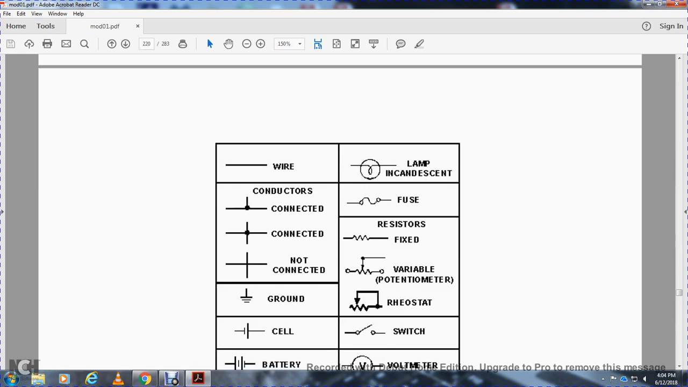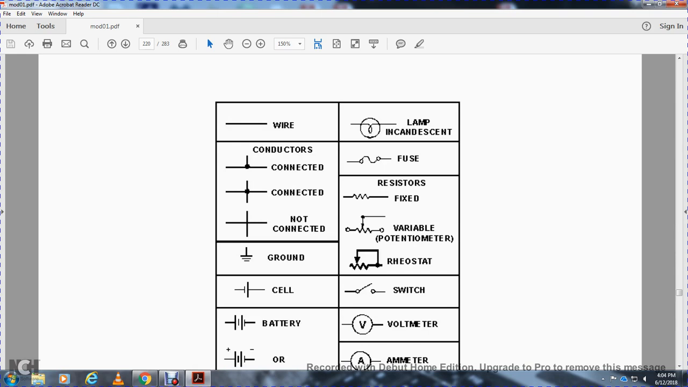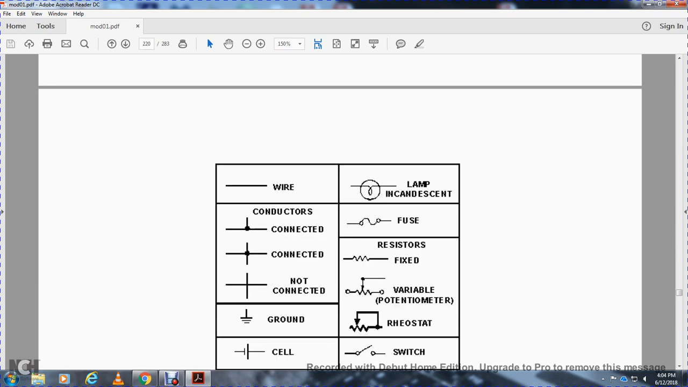Cell is one short line and one long line. Batteries consist of multiple cells, so one short, one long, one short, one long. Positive and negative. A lamp, incandescent, is a circle with a swirl in it.